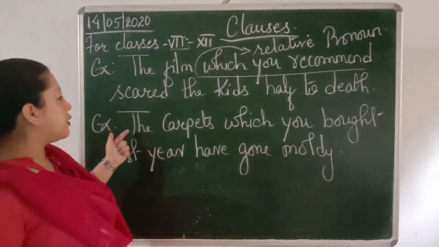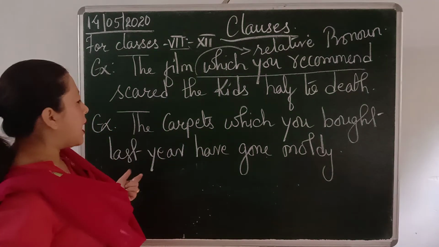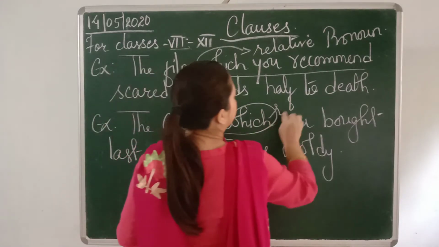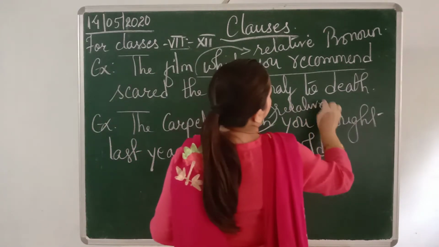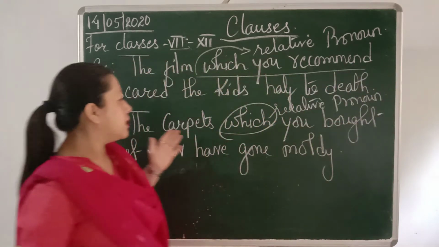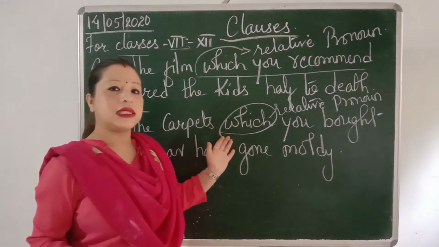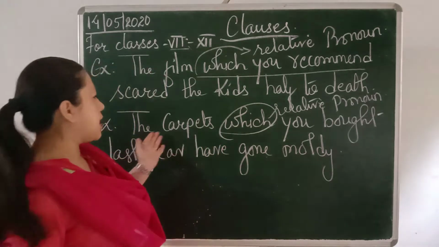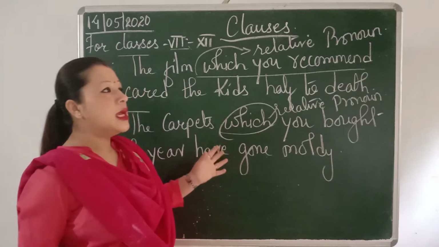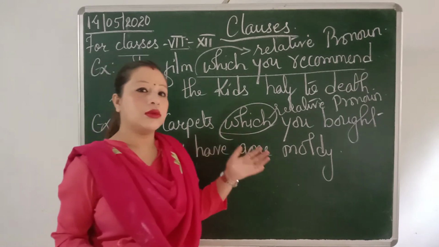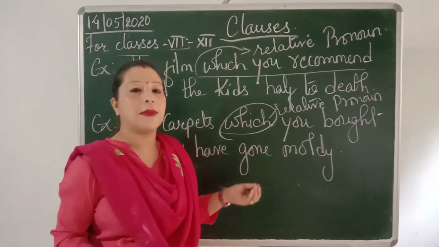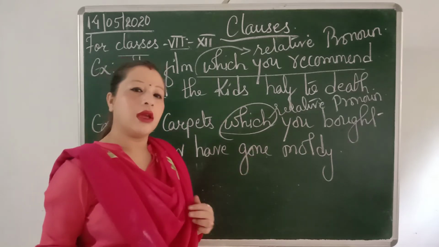So next example is the carpets which you bought last year have gone moldy. So here is also a which. This is also a relative pronoun. And this sentence proves that it is an adjective clause. The carpets which you bought last year have gone moldy. This is how you present a sentence in the form of an adjective clause with the help of a relative pronoun or relative adverb.